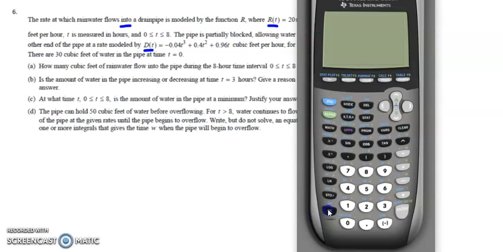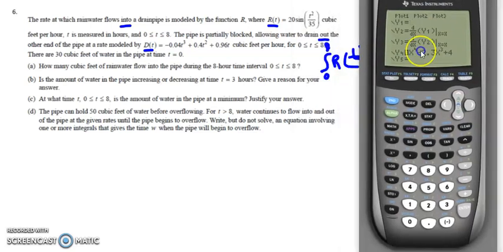There are 30 cubic feet of water in the pipe at time equals 0. So how many cubic feet come into the pipe on the 8-hour time interval? Well, that is going to be the integral of your rate in function, R of T, on 0 to 8. So if we go to our calculator and we go to our graphing screen, under Y1, we're going to plug in our rate in, which is 20 times sine of, and don't forget you have to use X. You can't put T in your graphing screen of your calculator.